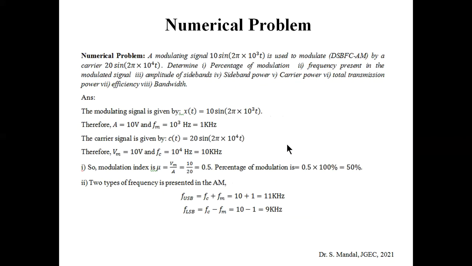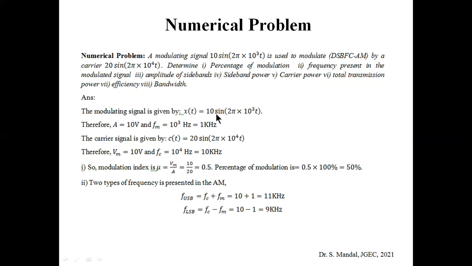Now coming to two numerical problems that will help you understand the overall discussion on DSB-FC AM and DSB-SC signals with better clarity. Let's first consider the following problem. A modulating signal 10 sine 2 pi 10 to the power 3 t is used to modulate, by DSB-FC AM, a carrier 20 sine 2 pi 10 to the power 4 t. Determine the percentage of modulation, frequencies present in the modulated signal, amplitude of the sideband, sideband power, carrier power, total transmission power, efficiency and bandwidth. Okay, so this is the modulating signal.